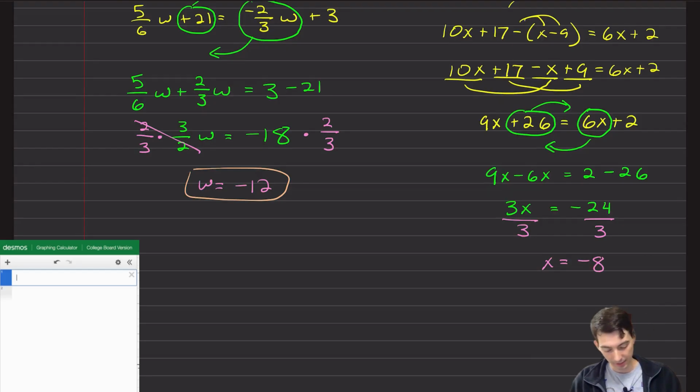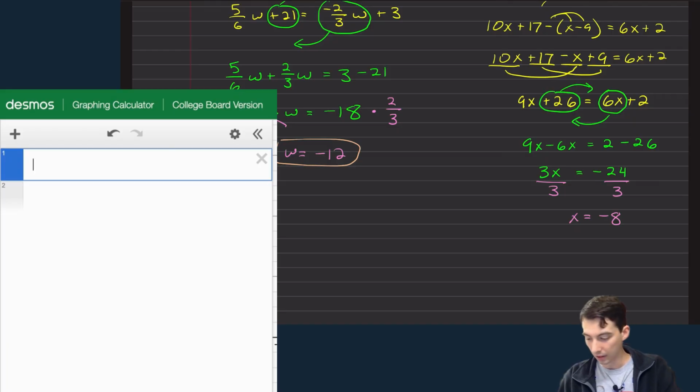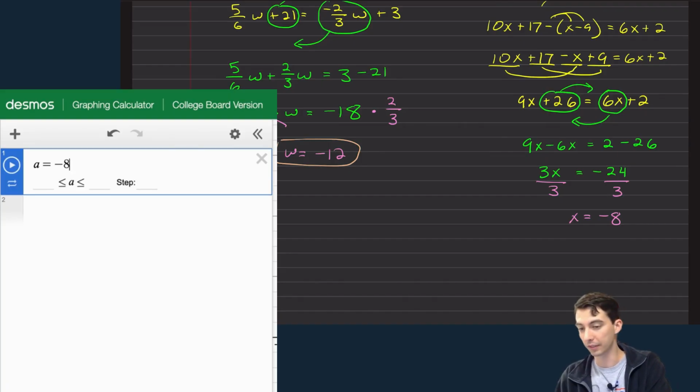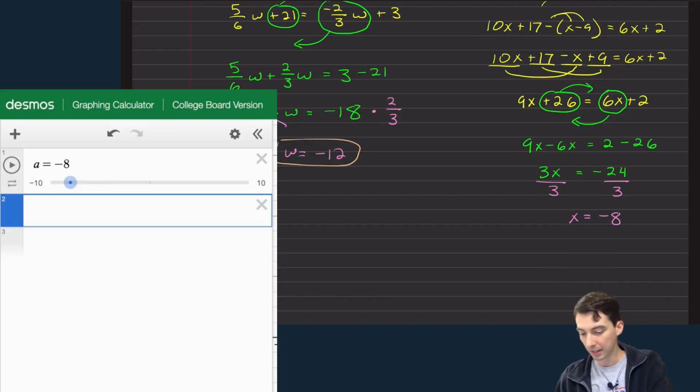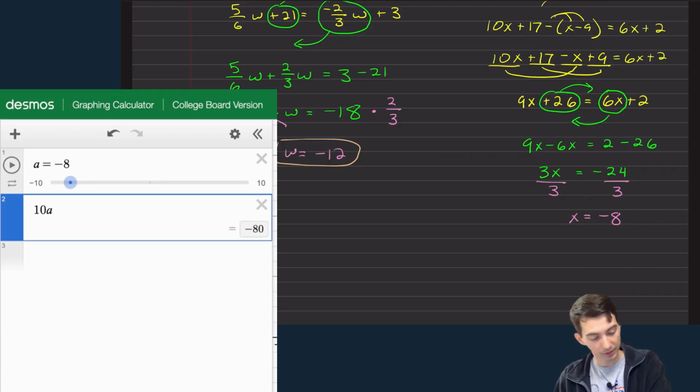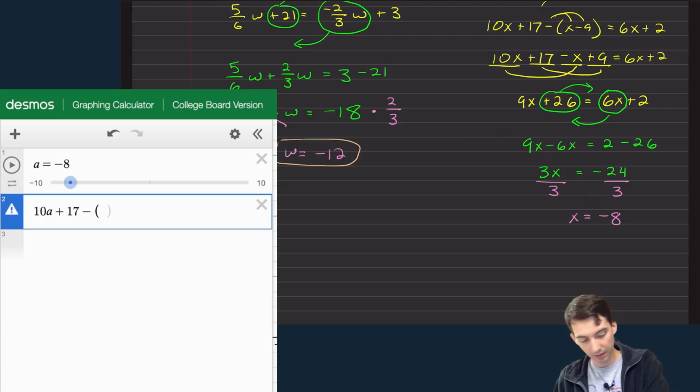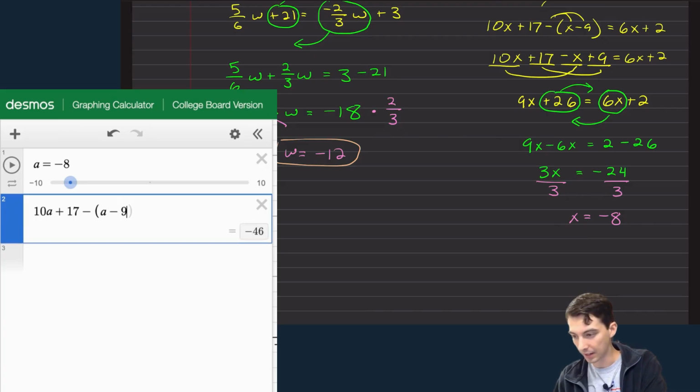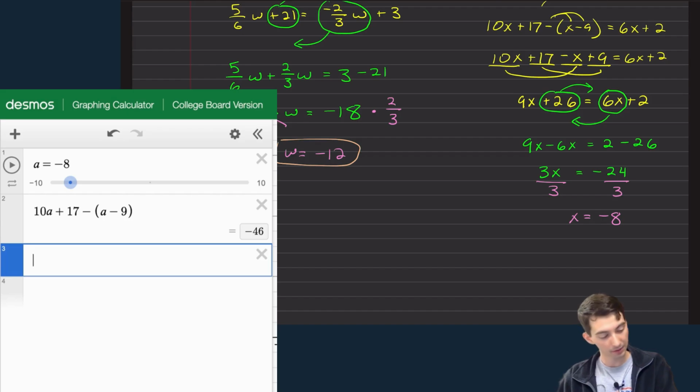Now let's check this in Desmos. So again, x is a graphing letter, so I'm going to change this to a, and we're going to say a is equal to negative 8, which we just found. And now my left expression was 10a plus 17 minus a minus 9. That gives me negative 46.